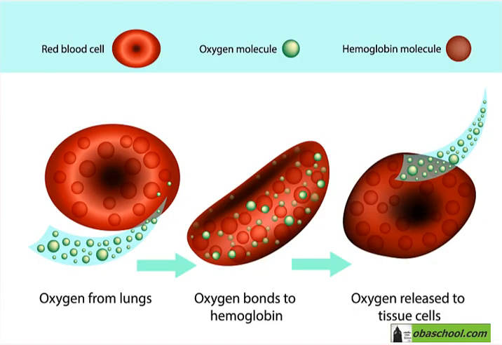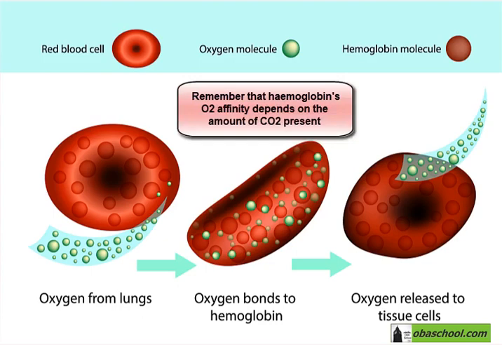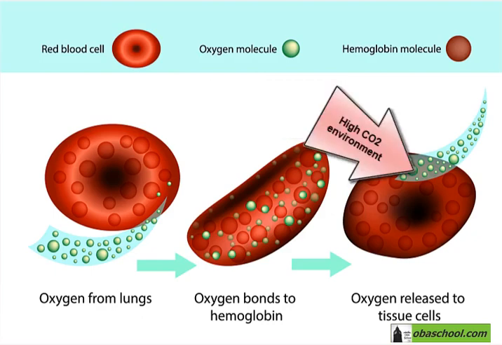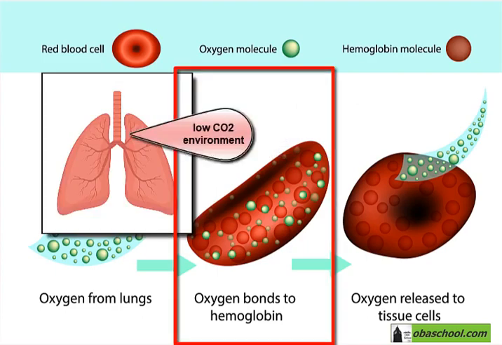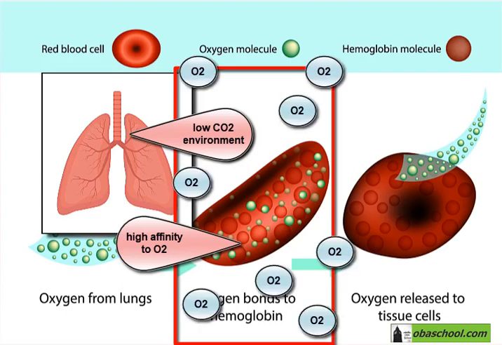And we said that hemoglobin is going to change its affinity for oxygen depending on the amount of carbon dioxide present. The greater the carbon dioxide present, the more readily hemoglobin will release oxygen. This is known as the Bohr effect. So at the lungs, we have low carbon dioxide, which means we have a higher hemoglobin affinity, and we have a high concentration of oxygen in the lungs. So we have very easy loading of oxygen by hemoglobin.